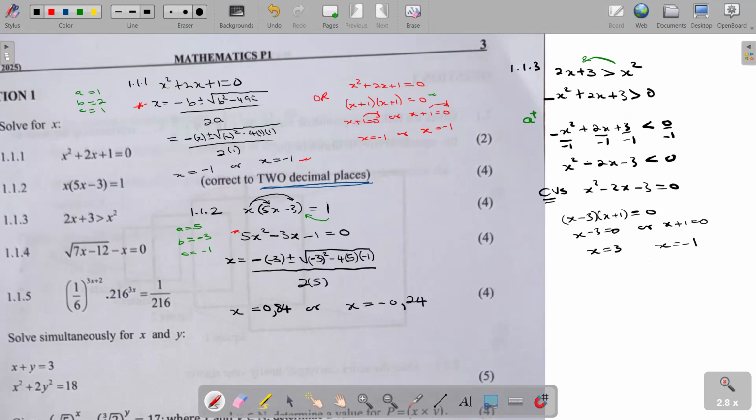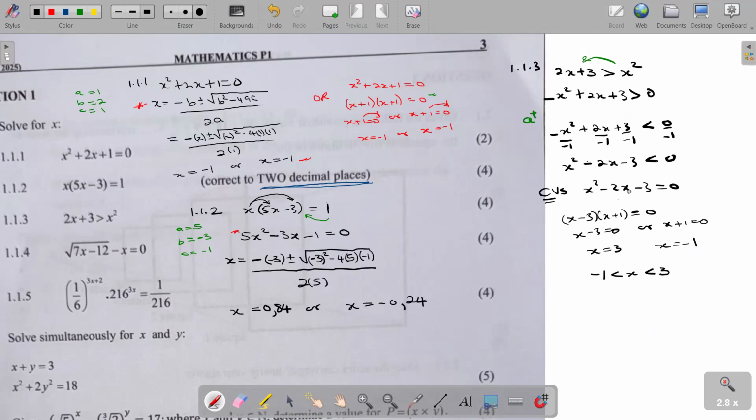Once we have the critical values, always make sure that your inequality has been written in standard form and your A is positive. If your inequality is less than, we can just write our solution as the middle part, which we write from the smaller to the bigger. So the solution here becomes minus 1 less than x less than 3.